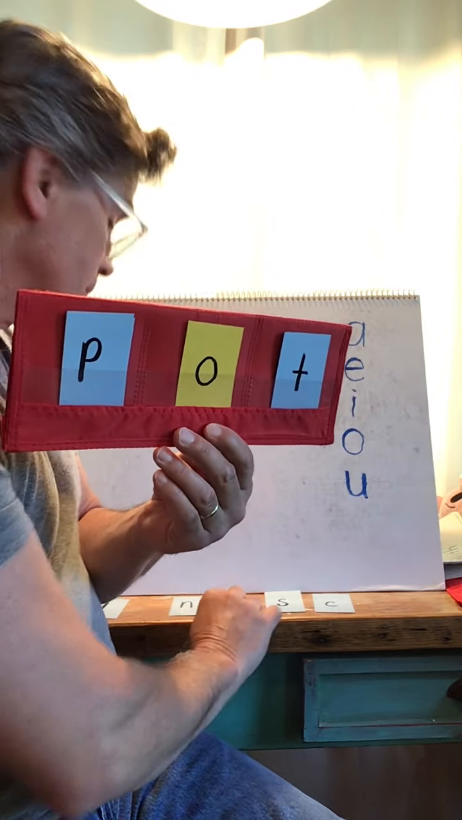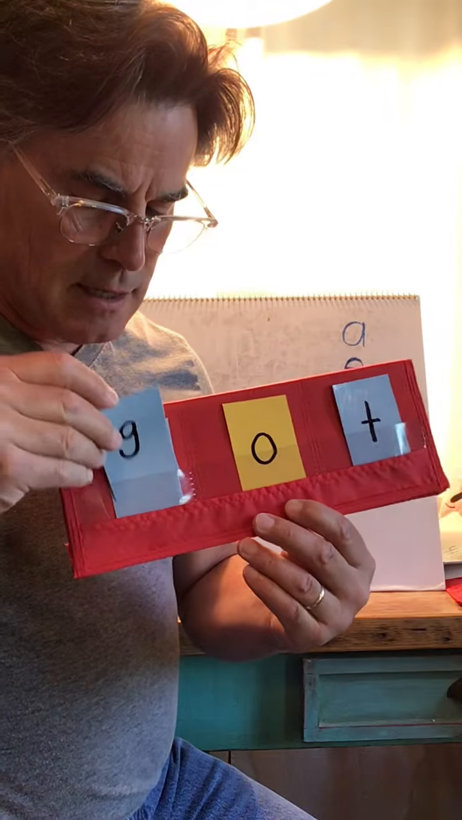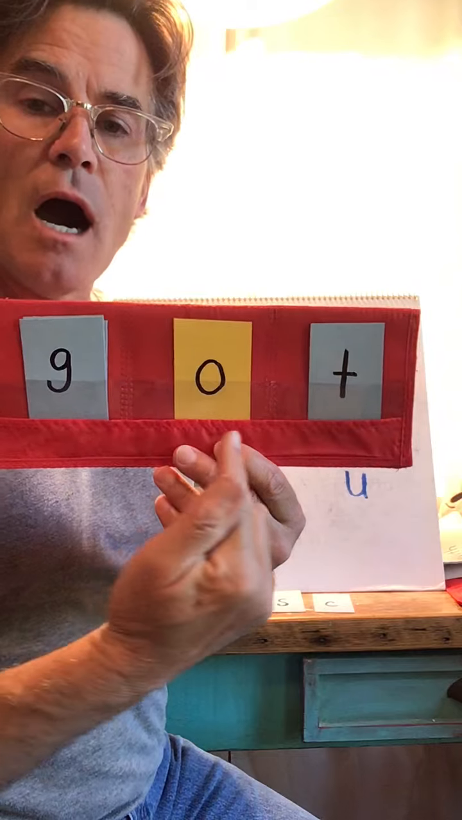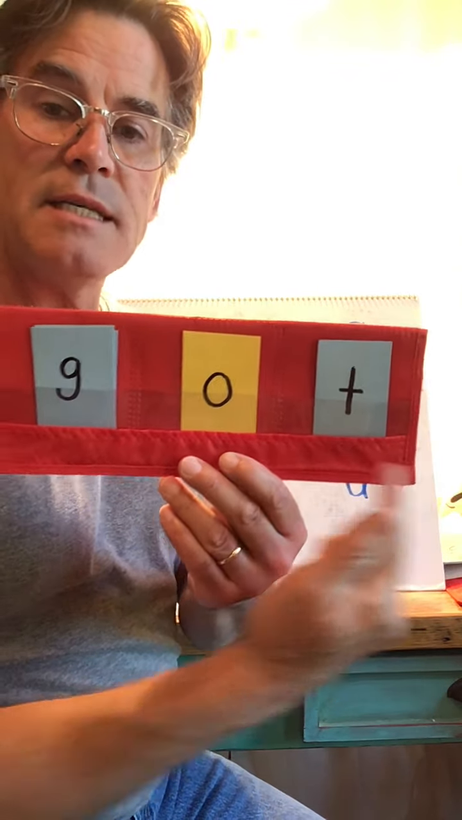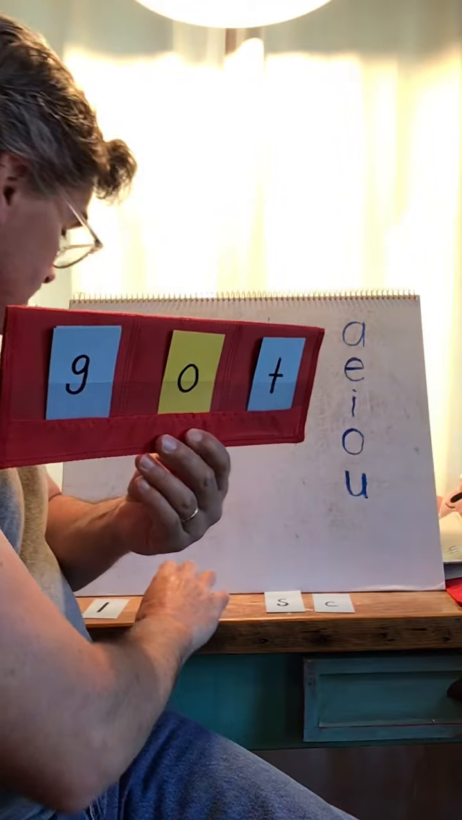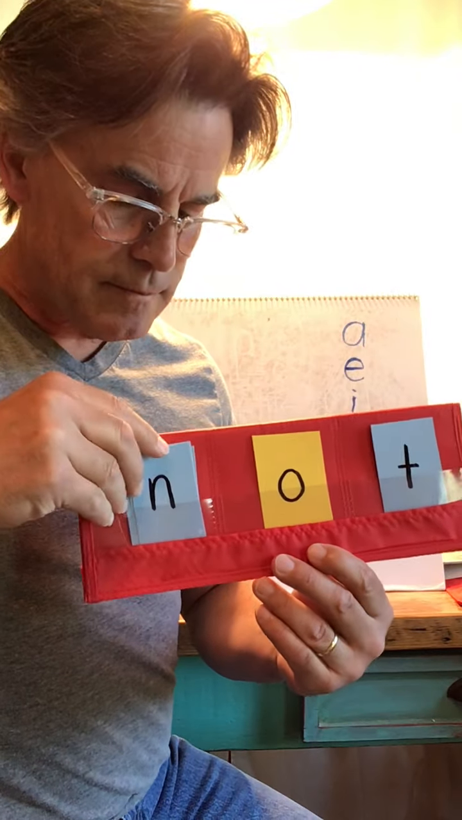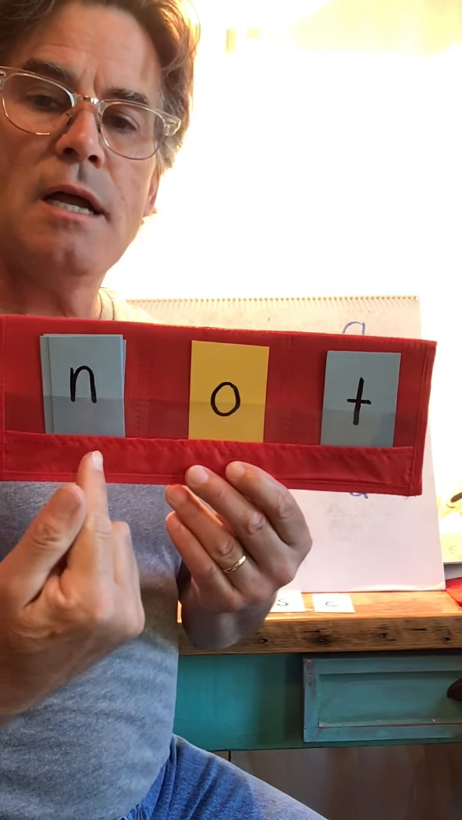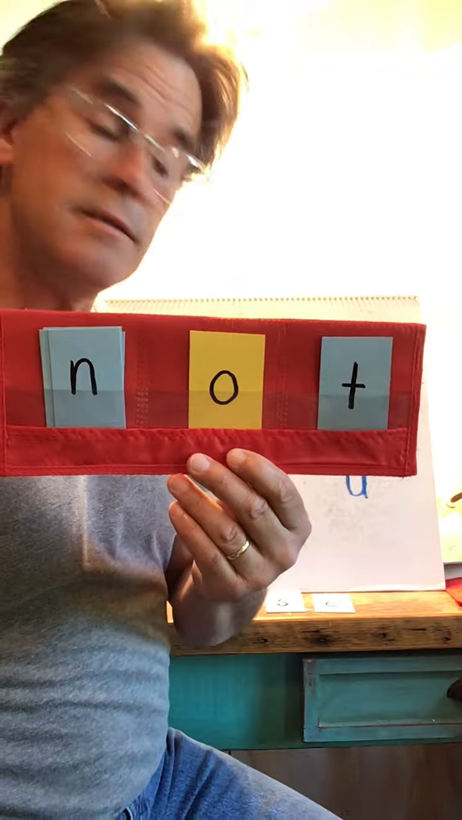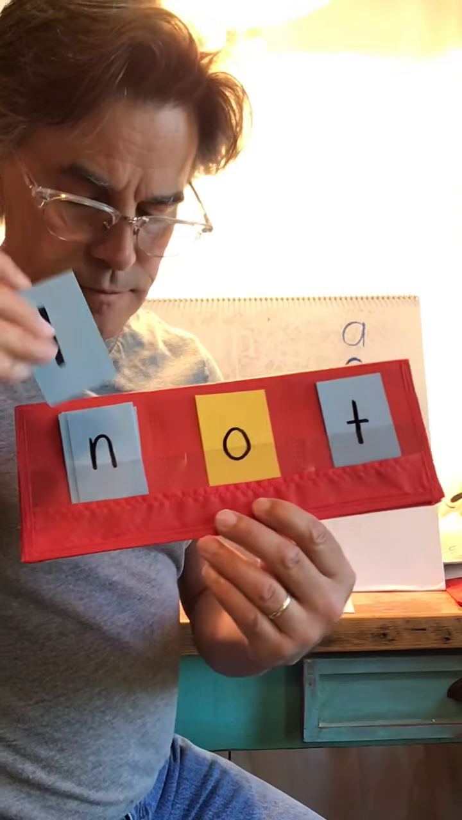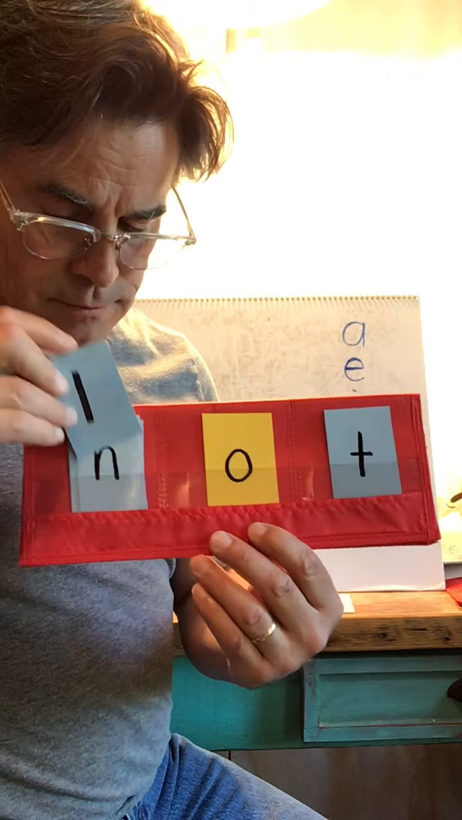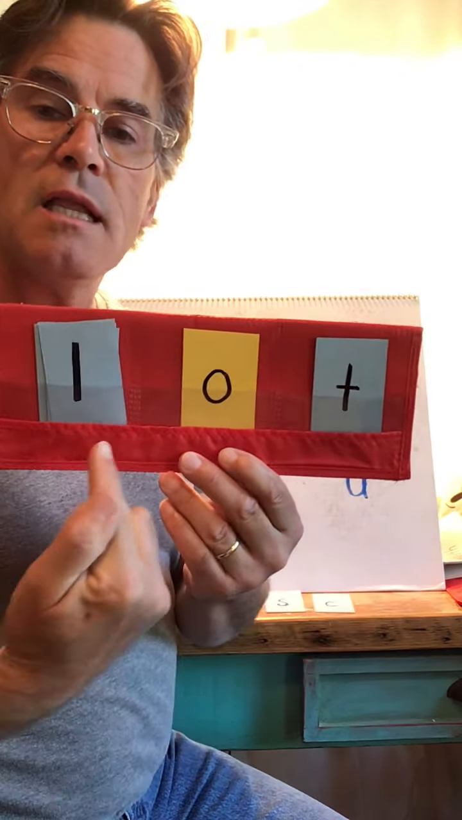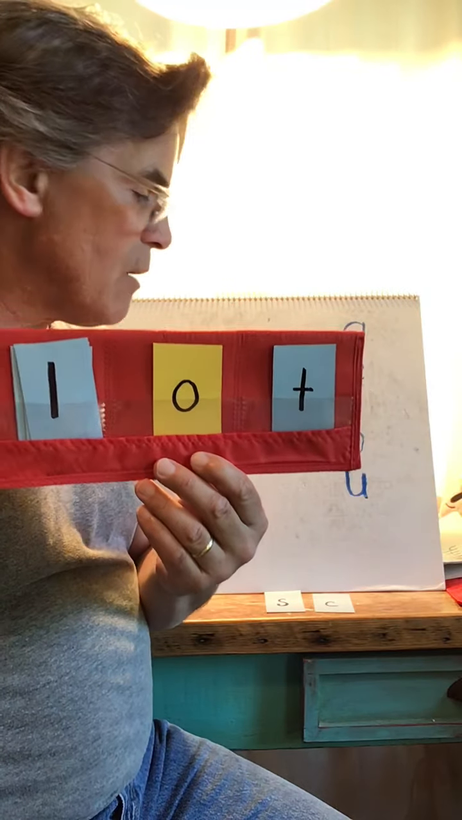How about this one? If I put this. G, g, g, ot, got, got. And then this one. N, ot, not, not. Here's one. Are you getting all this, Critter? Lot. Good.